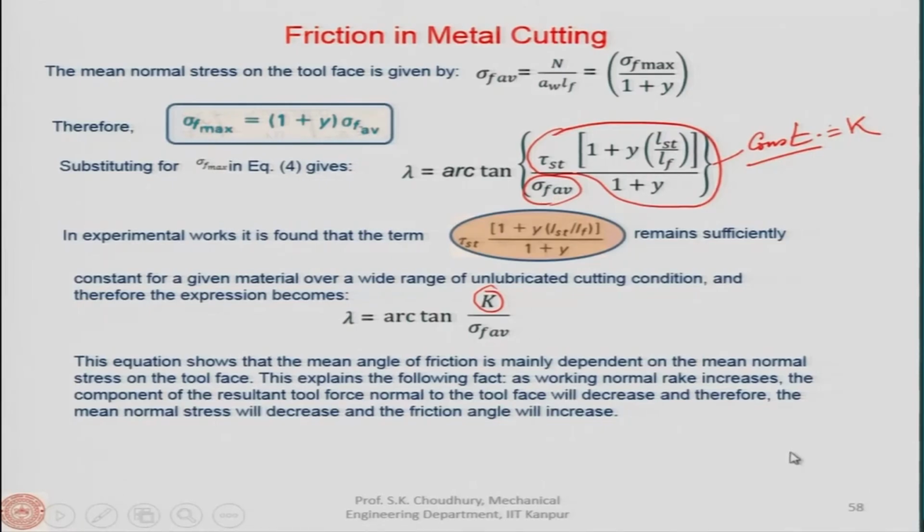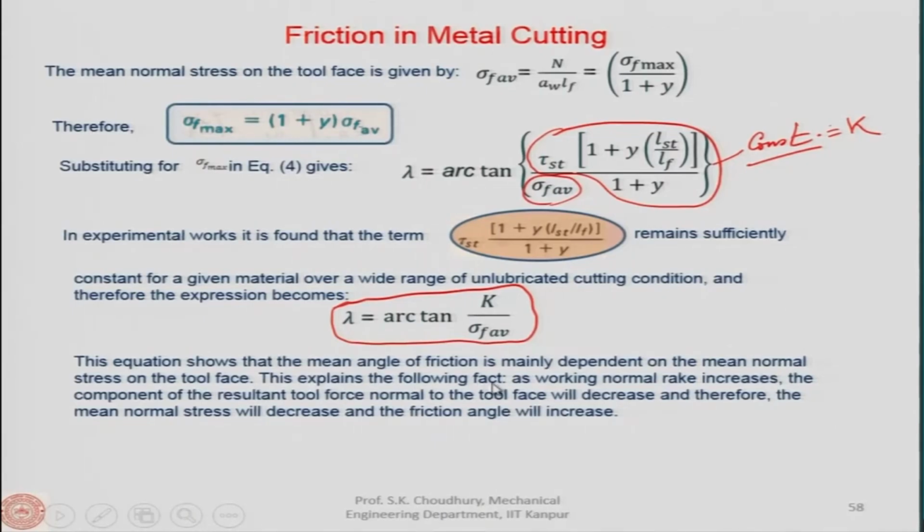Now, this is the equation, the conclusion of Dr. Zorev's model, and this equation shows that the mean angle of friction is mainly dependent on the mean normal stress on the tool face. Sigma F average is nothing but the mean normal stress on the tool face.